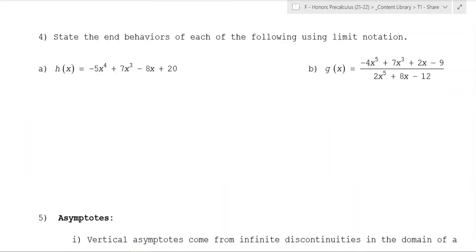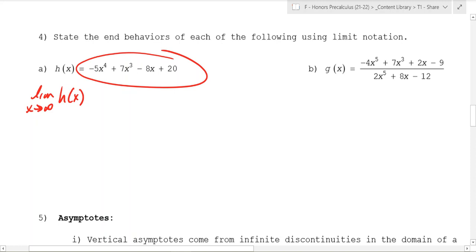So this is where we get to do something that you might find a little bit uncomfortable, which is do a little bit of hand-waving math, or another way to say it is use pure logic. So state the end behaviors. What is the limit as x goes to infinity of h of x? Meaning as x gets huge, what happens to the output of this?